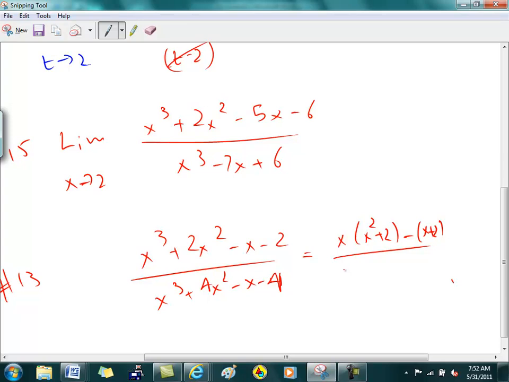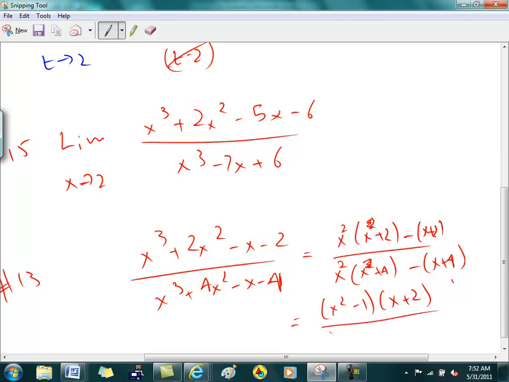Okay. And then the downstairs, you can take an x out of there, and you get x squared plus 4 minus x plus 4. Sorry? Oh, sorry, take an x squared out. Okay. So everybody with me on that? Which then factors to x squared minus 1 into x plus 2. And downstairs, the same thing, x squared minus 1 into x plus 4.